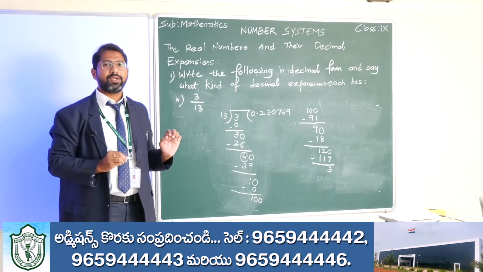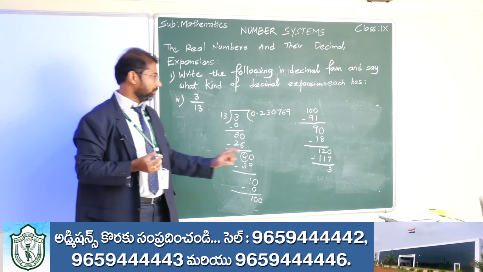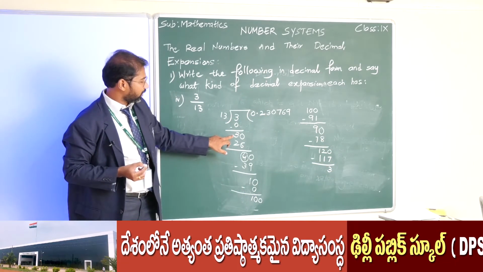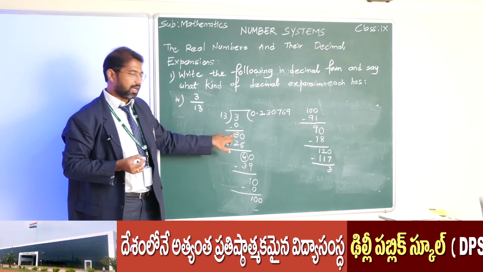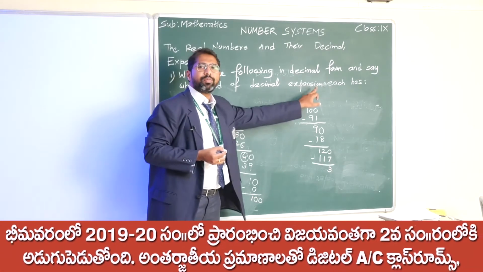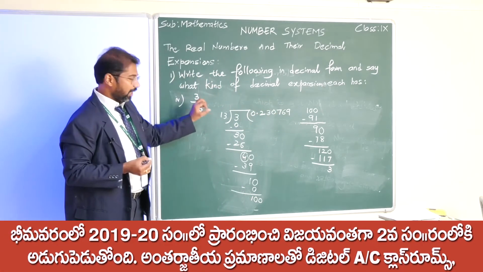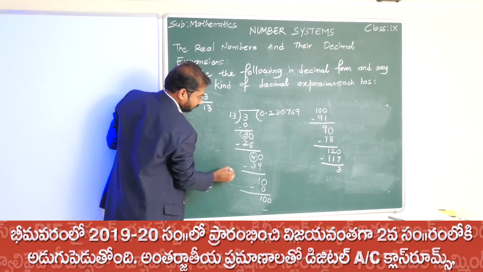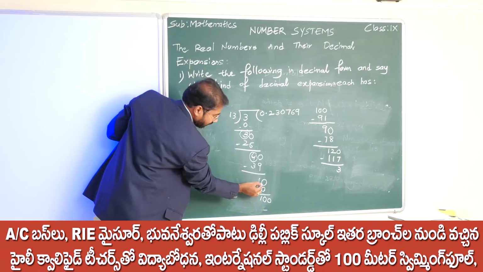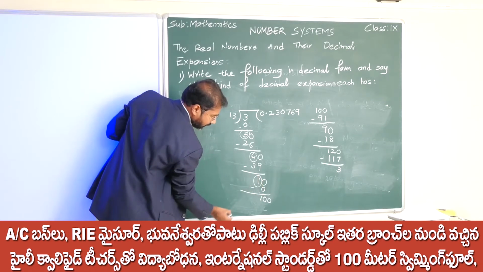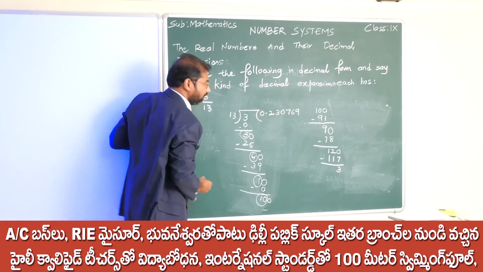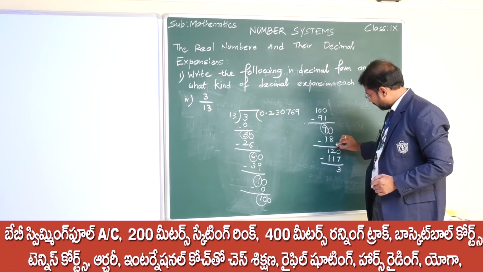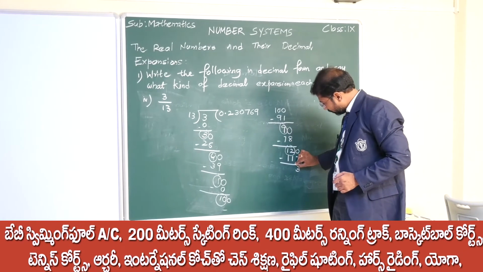Now to this 3, to the right side, if you add 0, you will get 30. You can see that will take you here. Yes, again you have to repeat this procedure. Now let us highlight the remainders you got. Here the remainder is 3. Here the remainder is 4. Here the remainder is 1. Again here the remainder is 10. Here the remainder is 9. Here the remainder is 12. Now you got remainder 3.